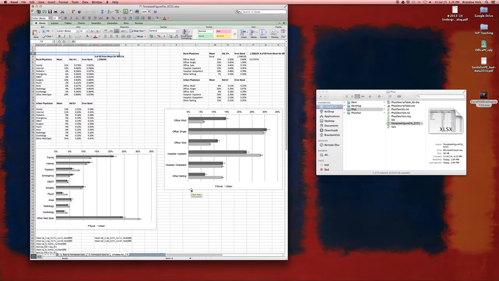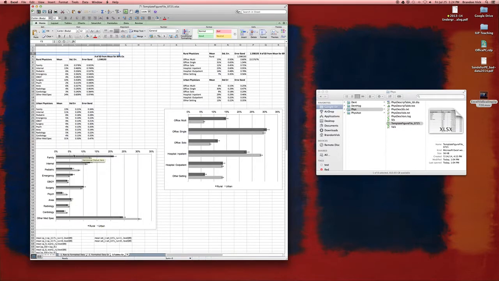Okay. So I have data here. My project is looking at urban versus rural differences in physicians. And I have a couple of sets of data. Here I have different specializations of the physicians. Over here I have different settings that they work in. And I'm presenting basically the distribution of rural physicians versus urban physicians.